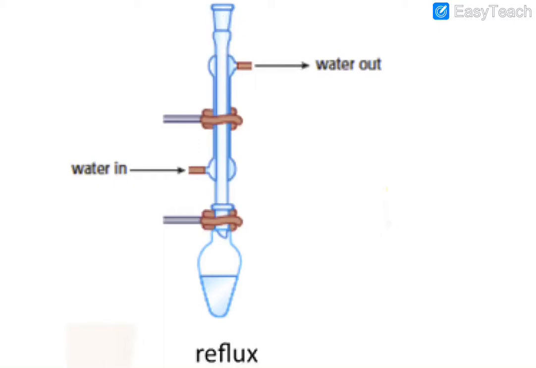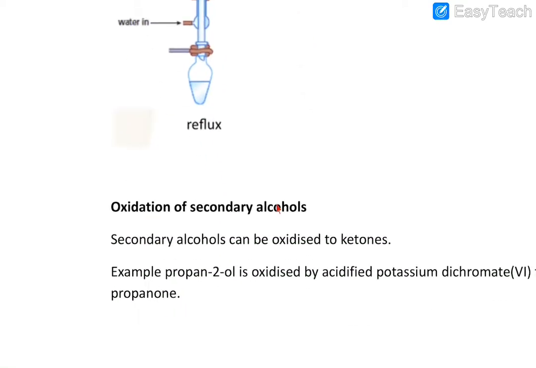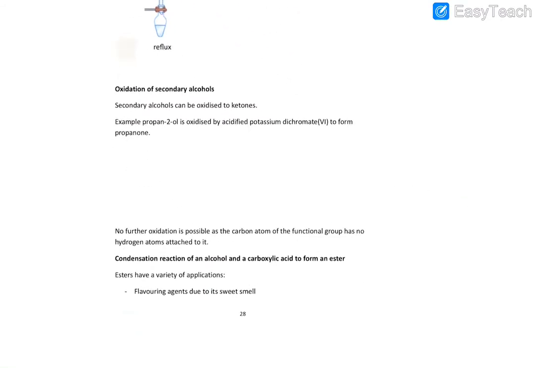So vapor is going to condense back into the reaction mixture. So for example, if you have the aldehyde being produced as a vapor, the aldehyde is going to condense back into the mixture and further react to give the carboxylic acid. So heating under reflux is a technique used to prevent the escape of volatile organic compounds so that they undergo complete reactions.